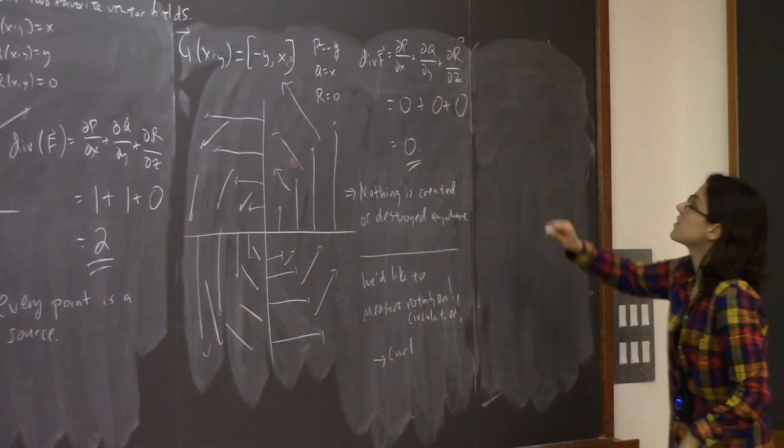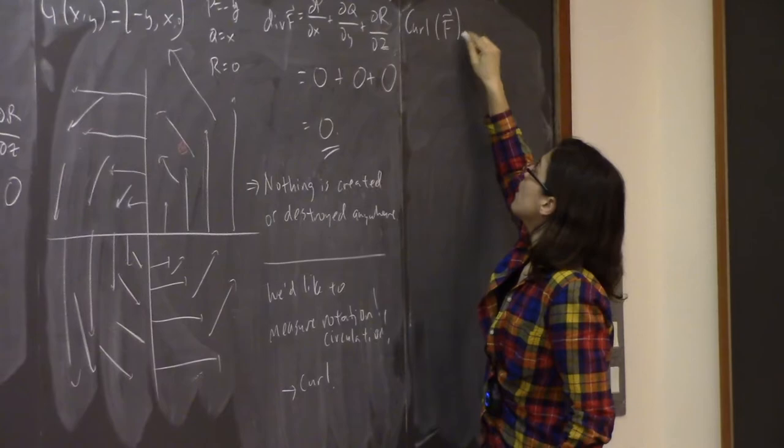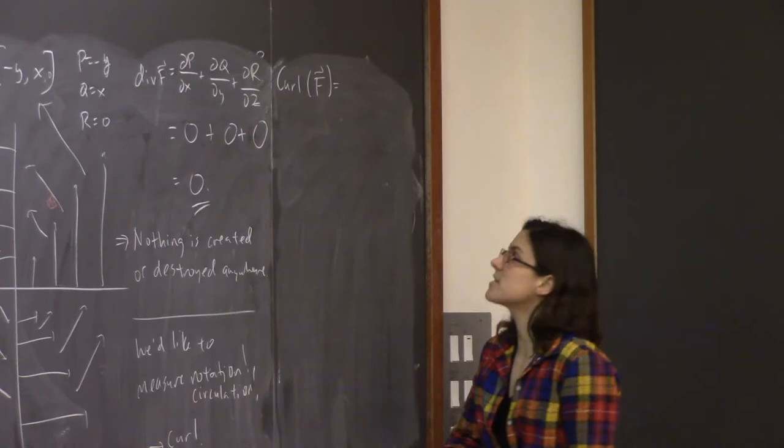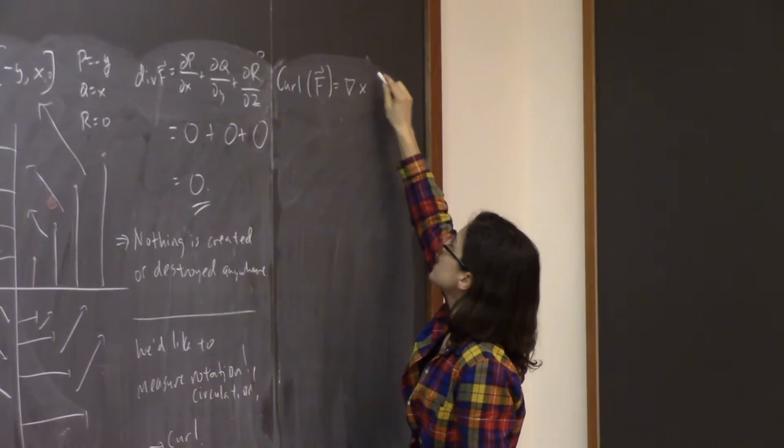So for the curl of a vector field F, well, the formula is a little bit complicated. I wrote it down there on your sheet. It's a vector composed of a bunch of things. But you don't have to compute that formula. Here's the idea. The clever way of doing it is that we take our novel operator and we take the cross product with f. And this is how we compute the curl.